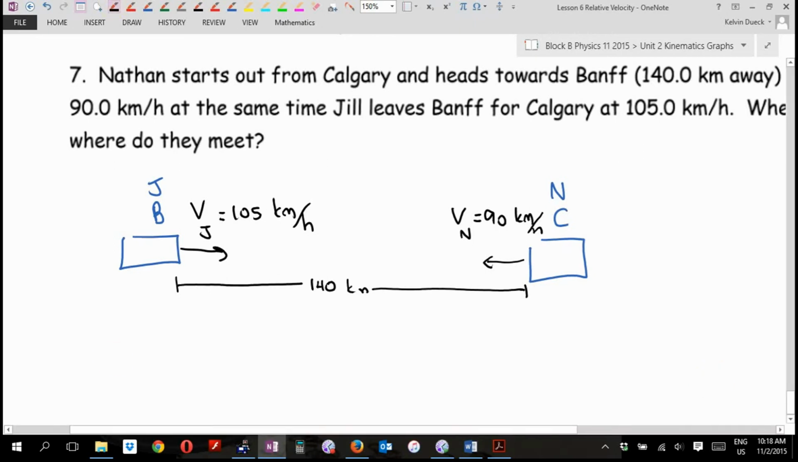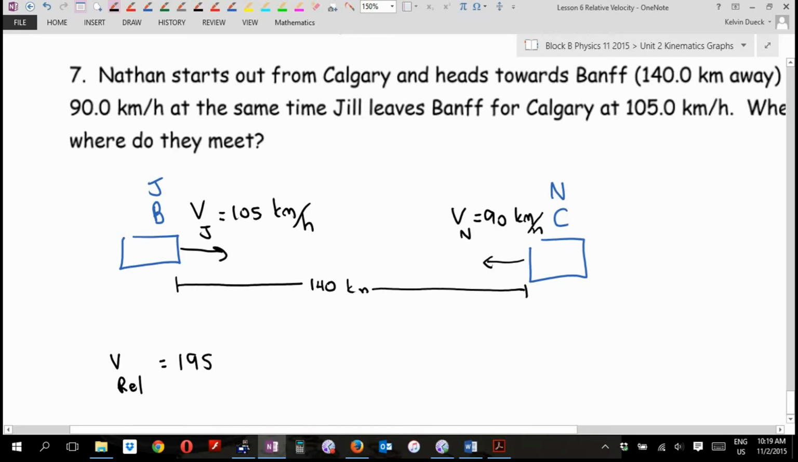I'm going to say, what is the relative velocity? Is it 15 kilometers per hour, because do you go 105, take away 90? Or are they heading towards each other? So what is the relative velocity here? If I pretend Jill is standing still, relative to her, how fast is Nathan traveling? 195. We add them up, right?